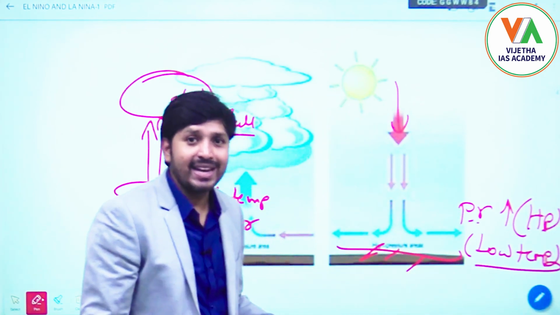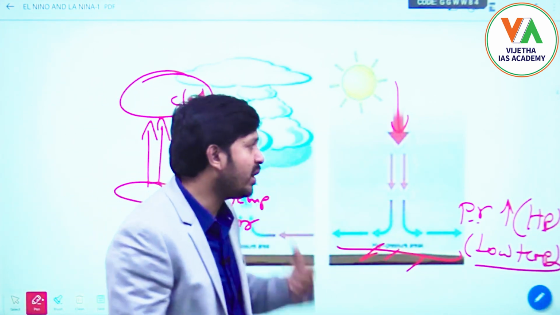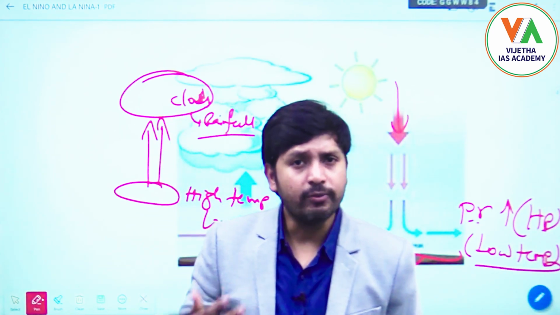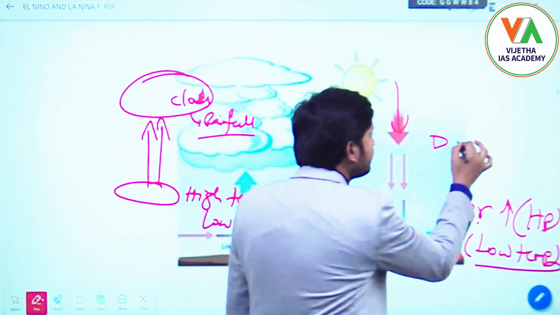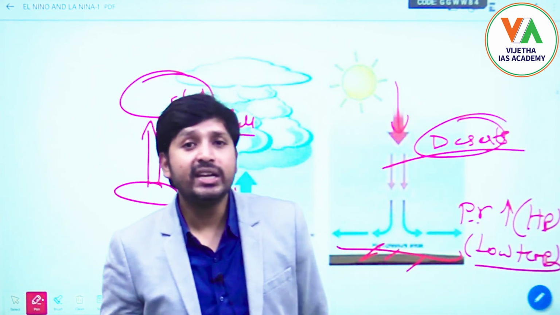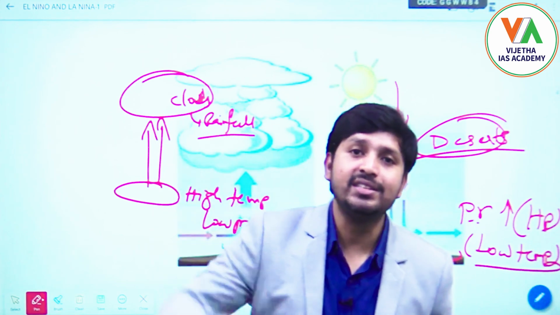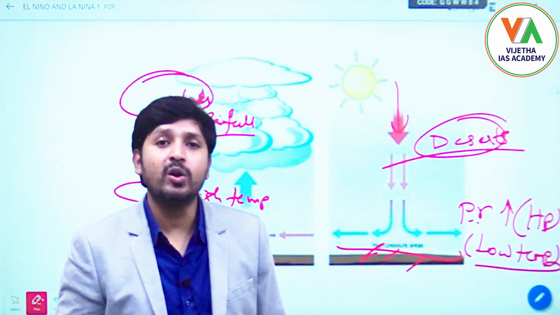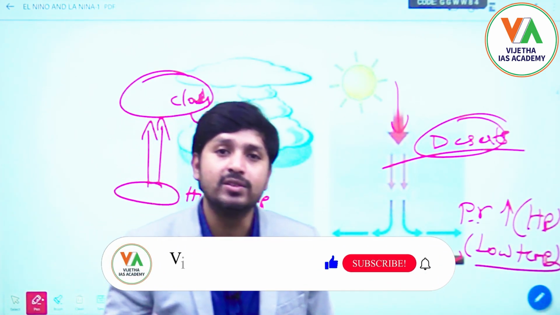Is it clear? Ascending air, clouds and rainfall. Descending air, there won't be any chance of rainfall. If you look at the regions of the world where air is descending, generally we will see deserts. Deserts are generally seen in those areas where the air is descending. Descending air will not form any clouds, so there won't be any chance of forming clouds near the desert area, and so no chance of rainfall in the desert region.